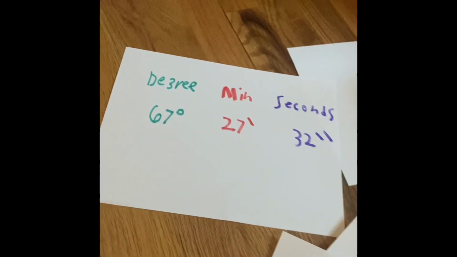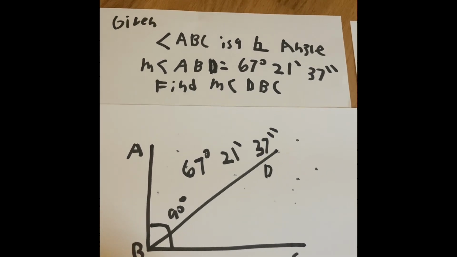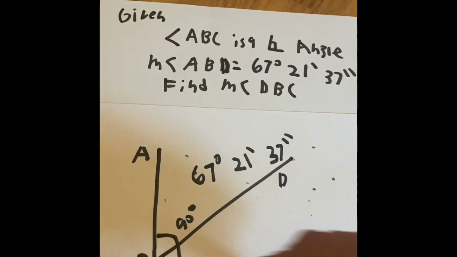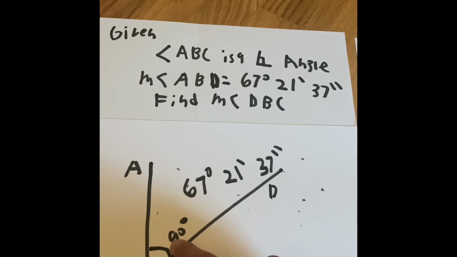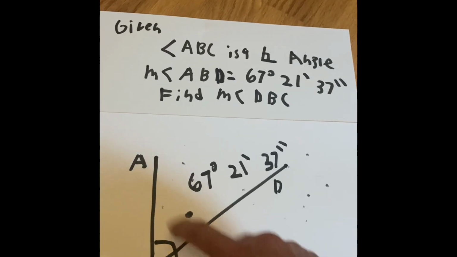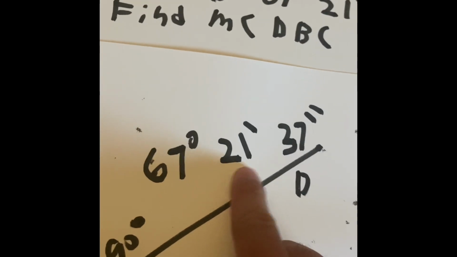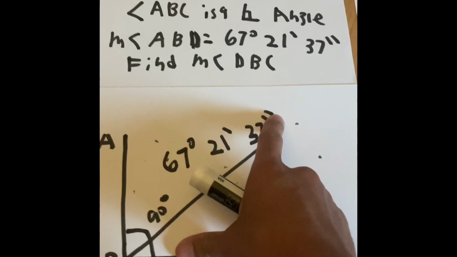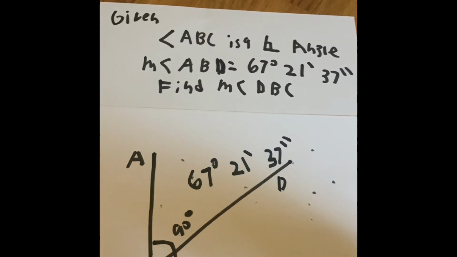degrees, minutes, and seconds. So here is our example problem. This is what is given to us. If angle ABC is a right angle and is 90 degrees, and the measurement of ABD is 67 degrees, 21 minutes, and 37 seconds, what is the measurement of DBC?